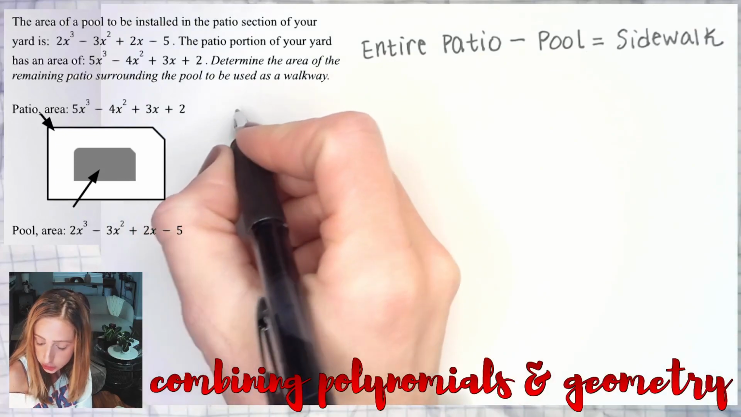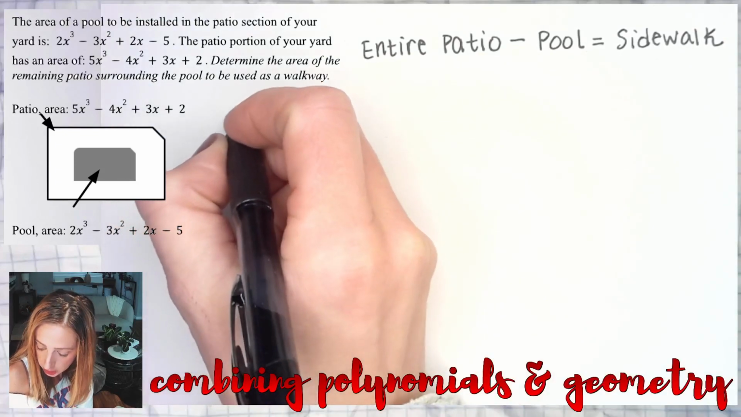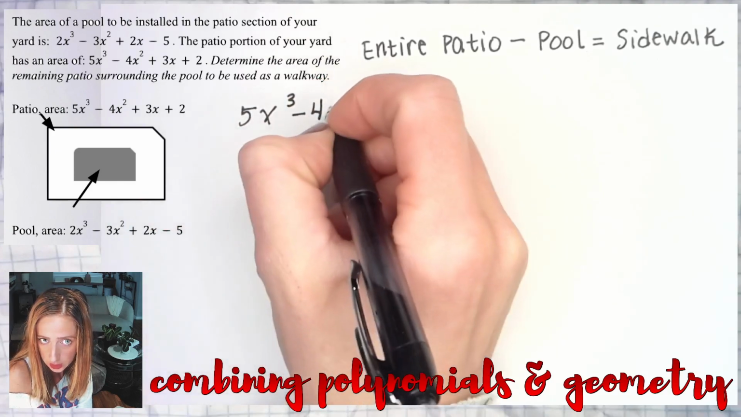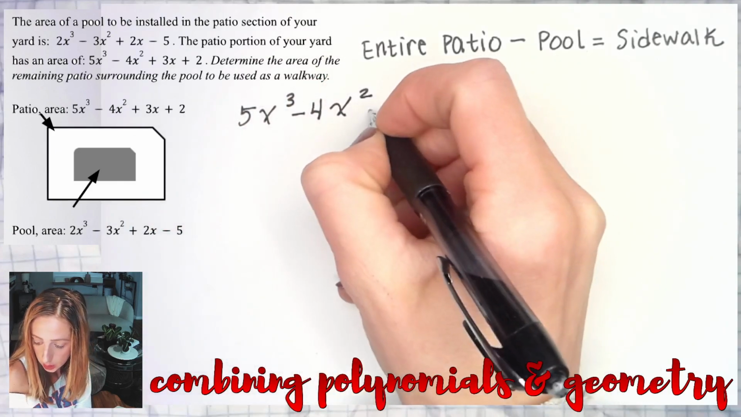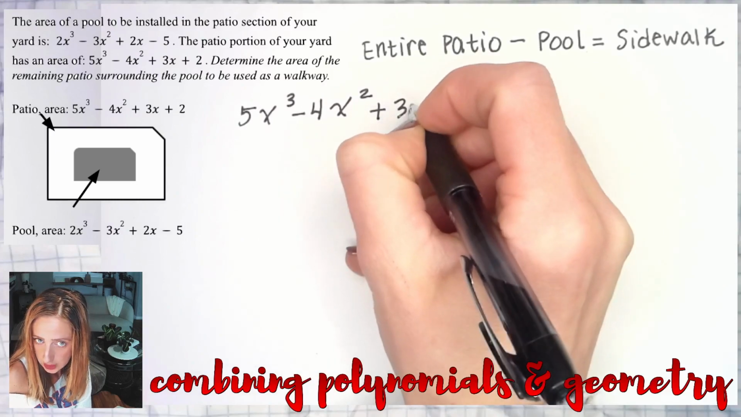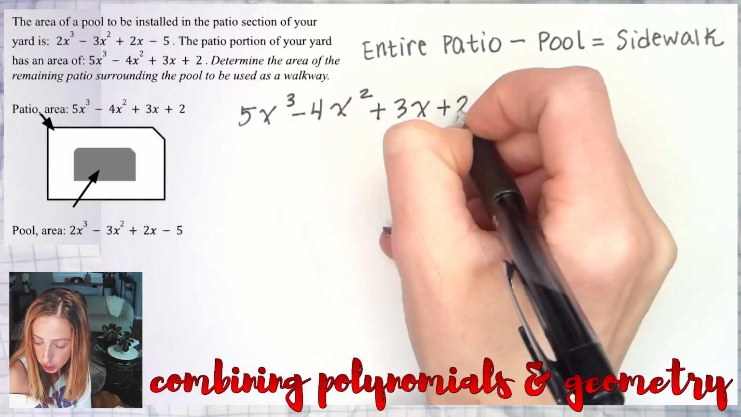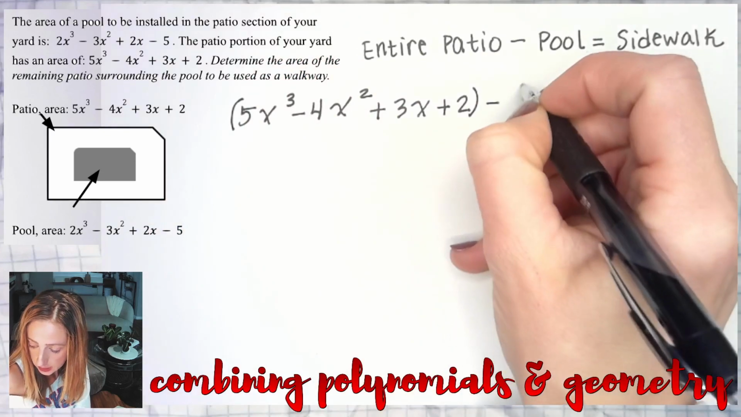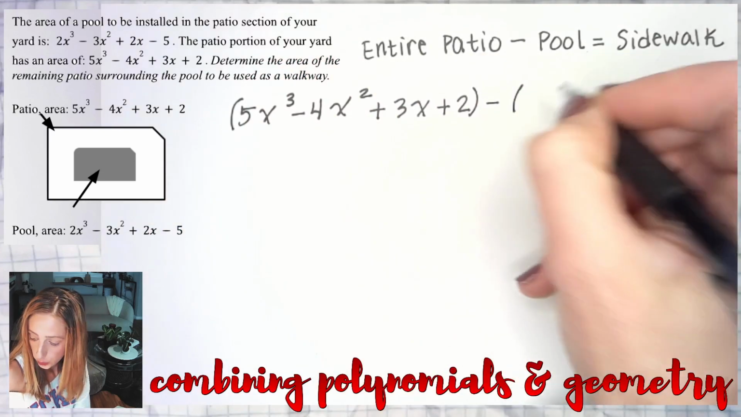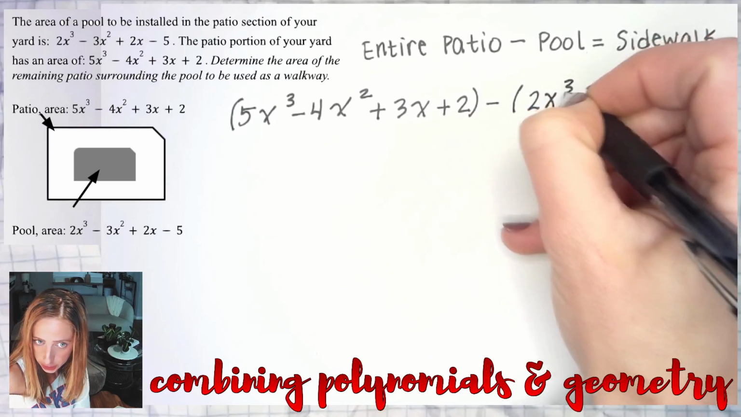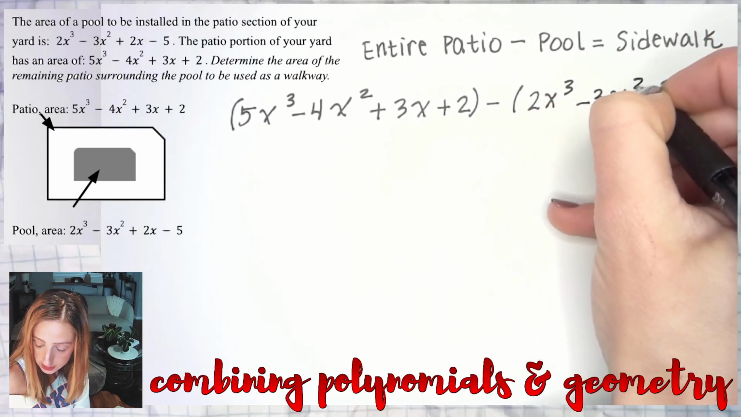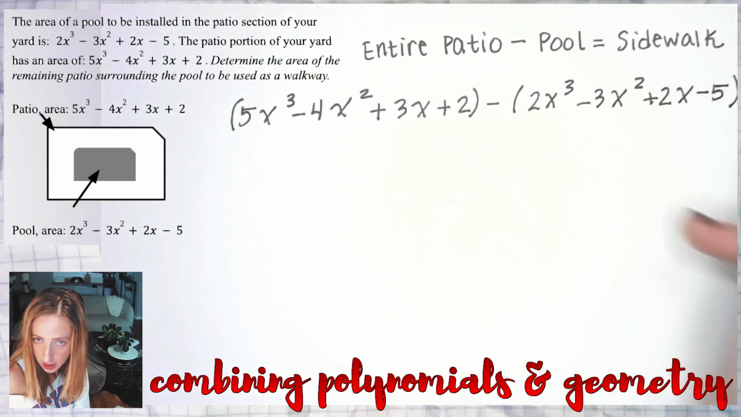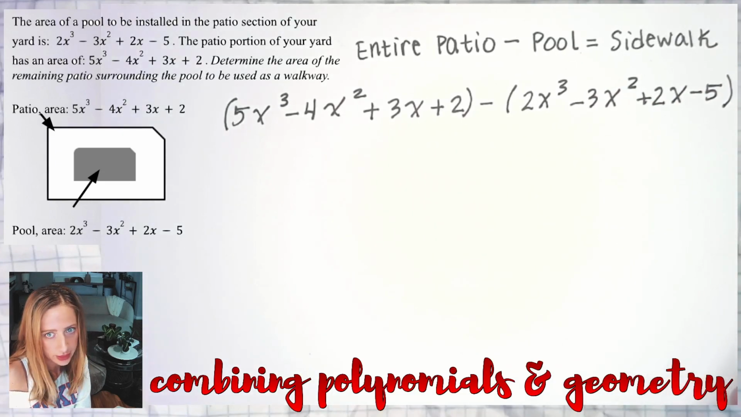Now, when you subtract polynomials, hopefully we all remember, this is where the distributive property is going to be very important. So we'll start over here with 5x to the third minus 4x to the second plus 3x plus 2. That's the entire patio, minus the pool, which was 2x to the third minus 3x to the second plus 2x minus 5.